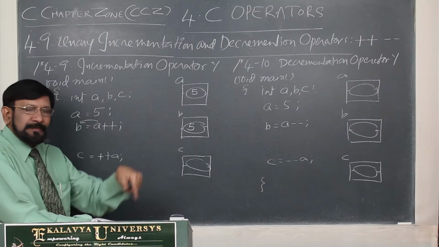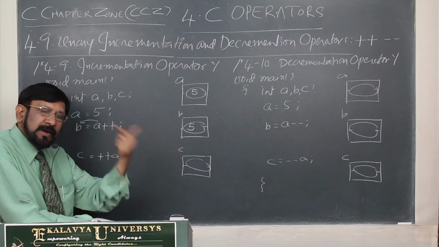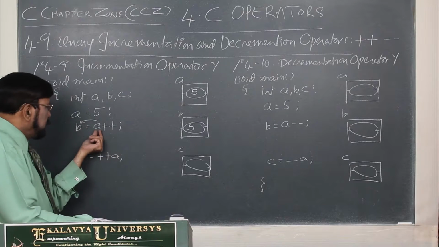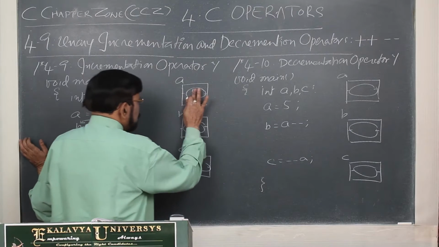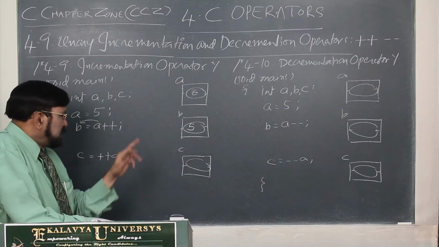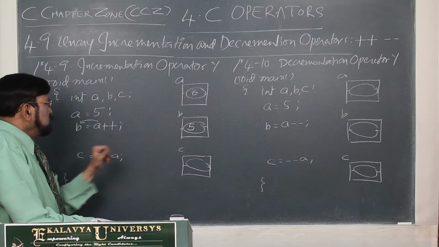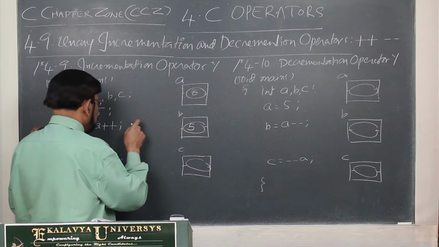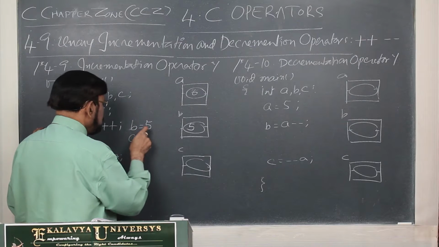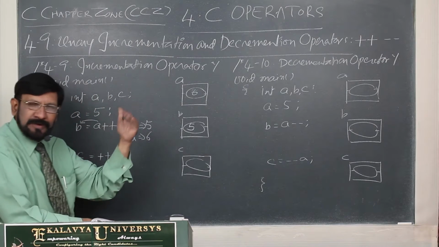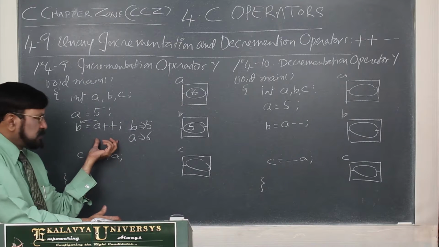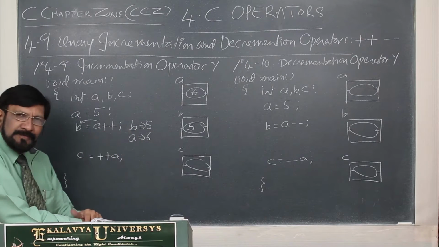Thereafter, A is incremented. Plus plus means plus 1. So A is incremented by 1, and as a result A becomes 6. Now B is 5, A is 6. You have to study meticulously and proceed. Thereafter you write a printf statement for B value and A value, and you get the same values.